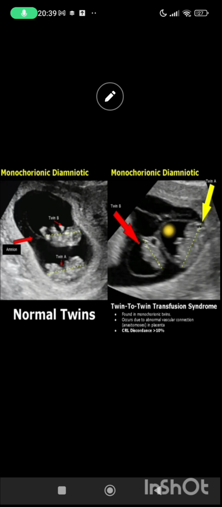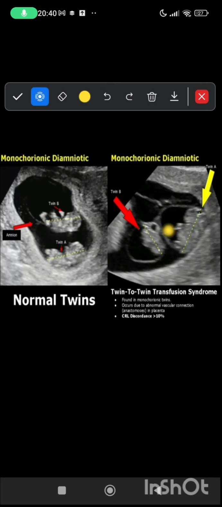So it becomes small and stuck to the wall. So it is also known as stuck twin. Here we can see twin A and twin B. What do you think? Which one is the donor here, twin A or twin B? Twin A. Yes, because there is less amniotic fluid here.